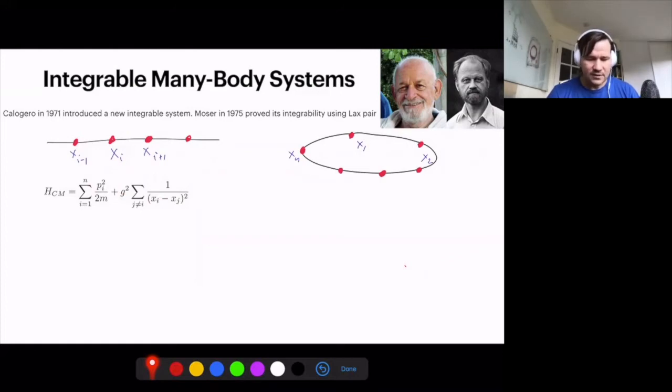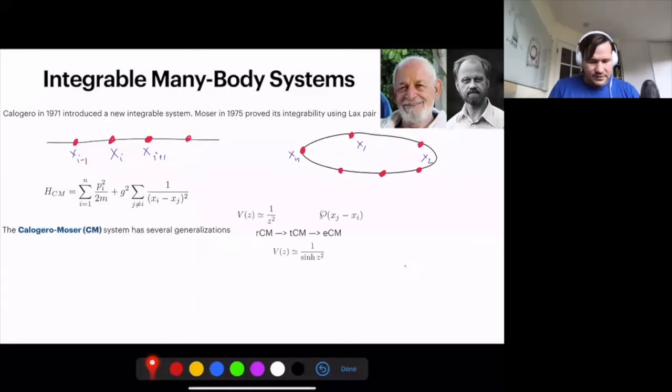Now, the way it's written here, this is called rational Calogero because the potential is a rational function, and it describes particles on a line, right? So to get the periodic boundary conditions, the potential will become more complicated. So the system admits generalizations. The formula that I wrote for you is called rational Calogero, whose potential is roughly 1 over z.